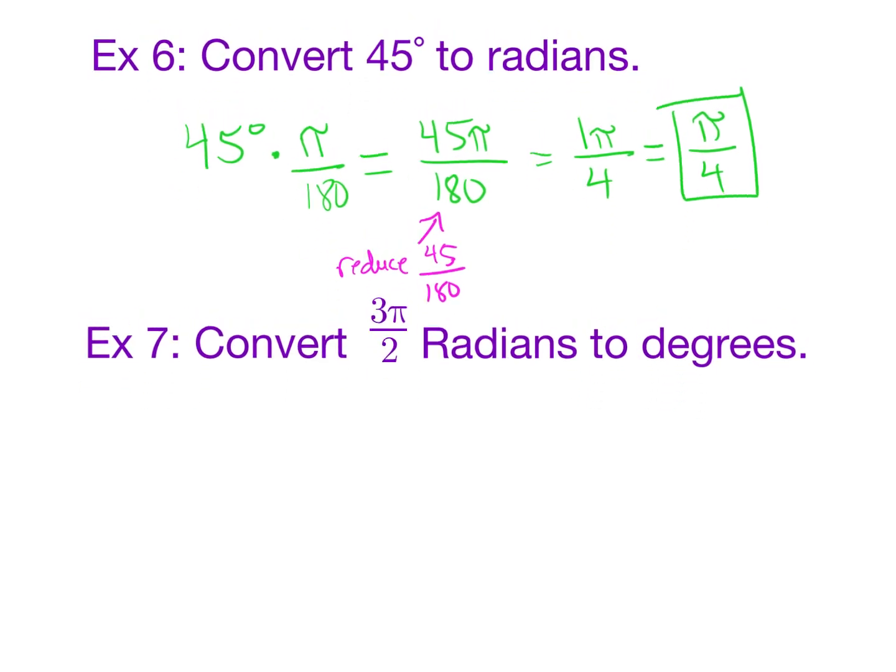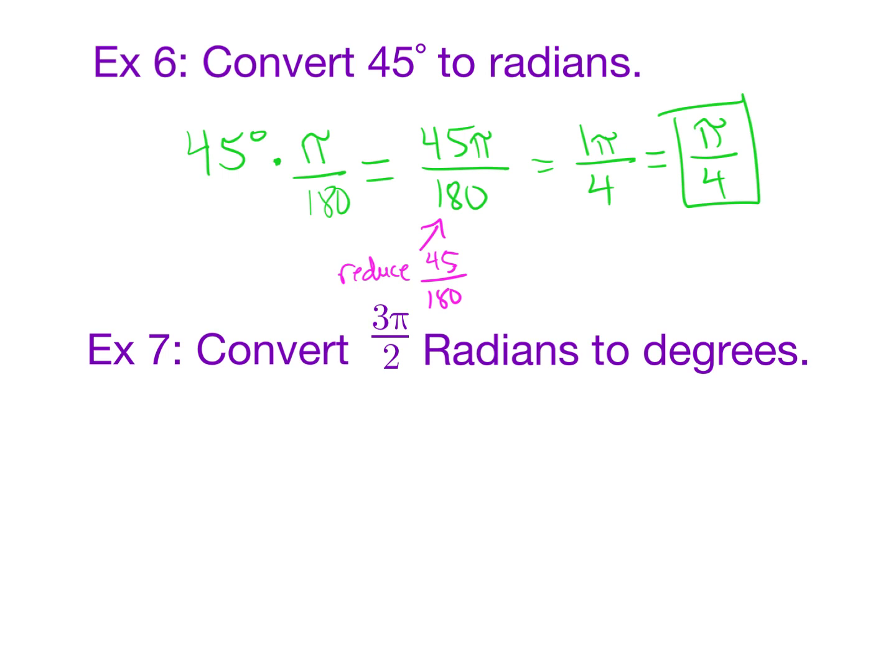Next one, convert 3 pi over 2 radians to degrees. So now I'm doing radians to degrees. So what am I going to multiply it by? Pi over 180 or 180 over pi? 180 over pi. The easiest way to remember this is if you start out with no pi, like on the top one, you're going to multiply it times the pi on the top. If you start out with a pi on top, you're going to multiply times a pi on the bottom.